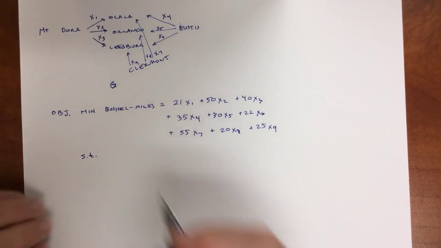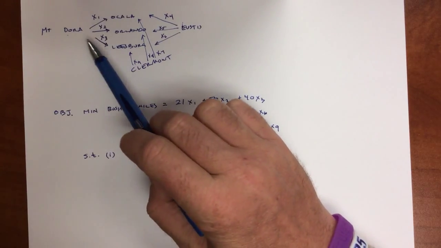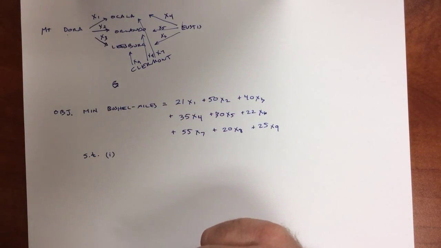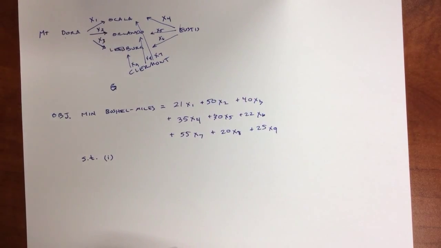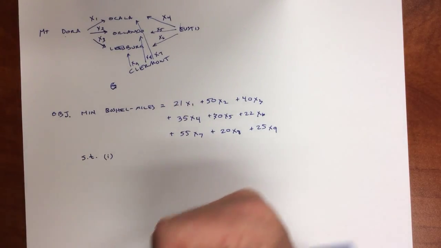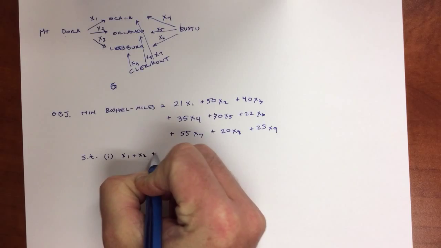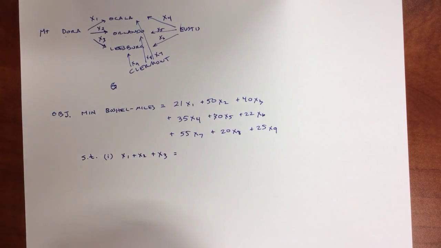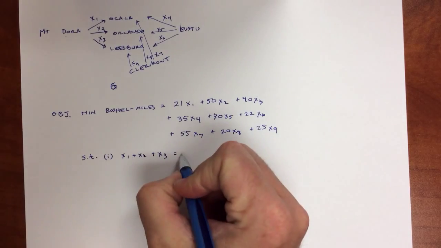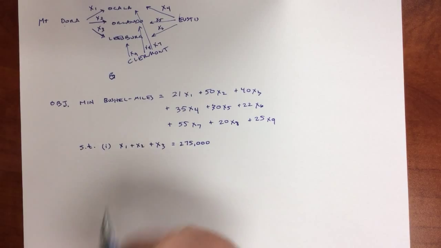Okay, so the first constraint that we have is that in Mount Dora we have 275,000 bushels. So the number that we ship away from Mount Dora needs to equal the number of bushels, the number of peaches that we have in Mount Dora. So that's x1 plus x2 plus x3. That's the amount we ship from Mount Dora to each of the different locations, and it needs to equal 275,000, the number of bushels that we actually have in Mount Dora.